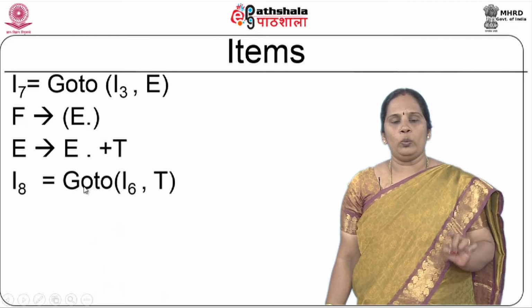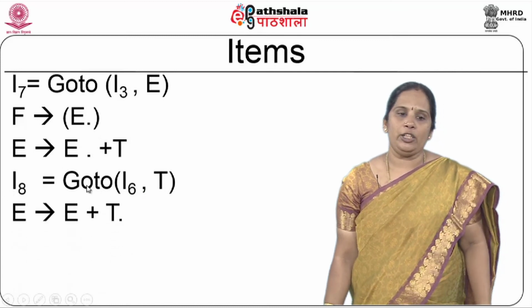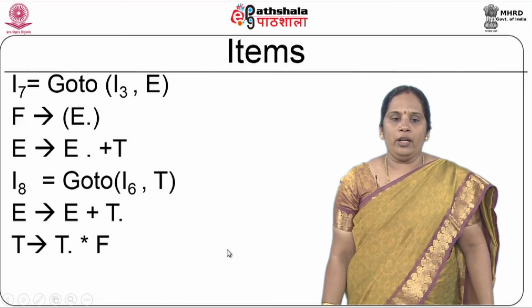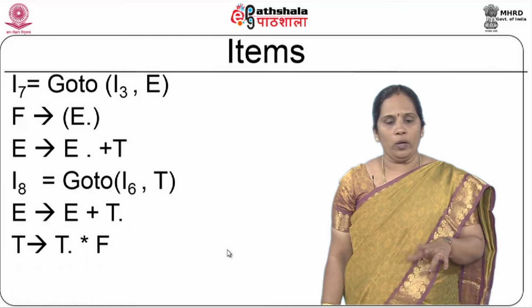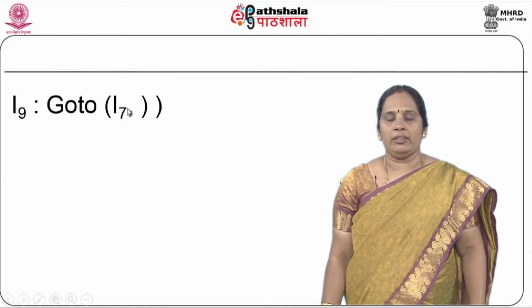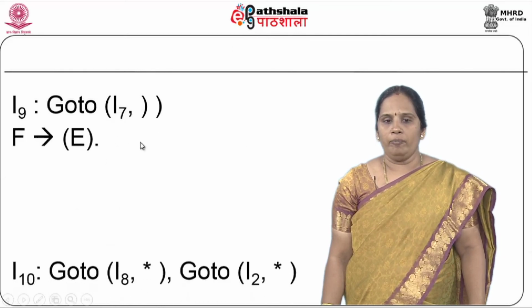I8 will be go to of I6 comma T, which is E produces E plus T dot. So, no more to process, and T produces T dot star F. These two productions will qualify. I have shifted that by one position. Now, I9 will be go to of I7 comma close parenthesis. This is the only thing, I am done.